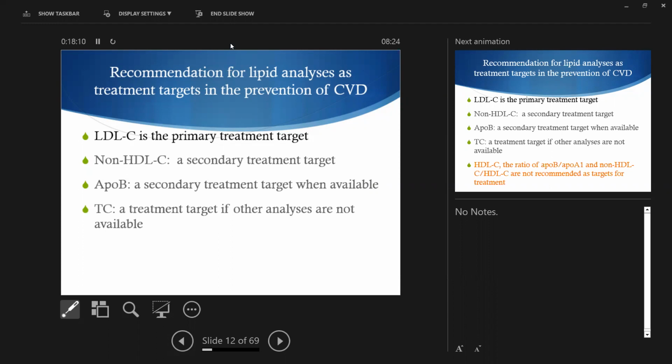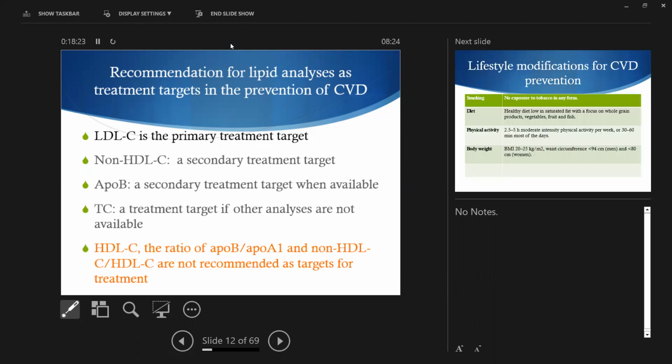In situations where you don't have the facility for assessing the lipid profile, or in a patient who cannot afford a lipid profile, you can take total cholesterol as a target. This HDL cholesterol or ApoB, ApoA1 ratio, non-HDL to HDL ratio, they are not considered as treatment targets. Though some reports give all these ratios, they are not that important when you treat a patient.